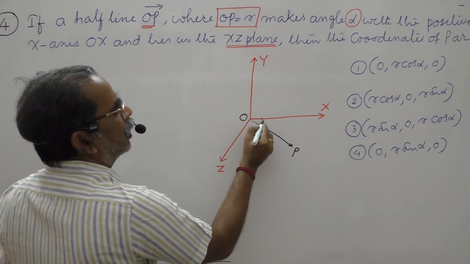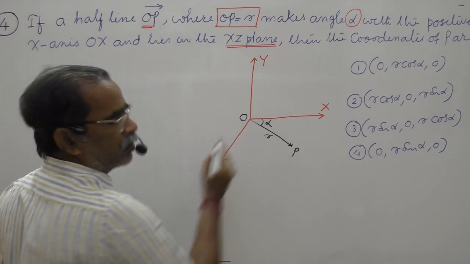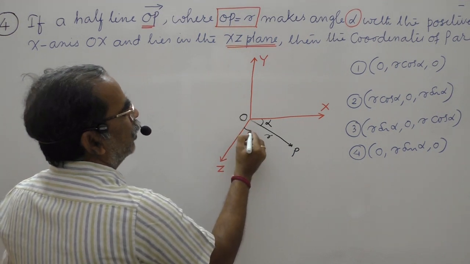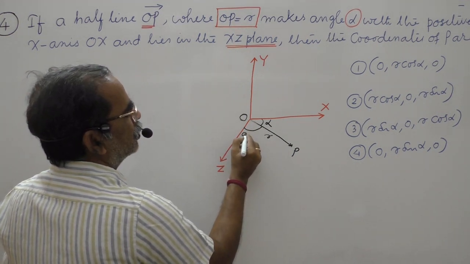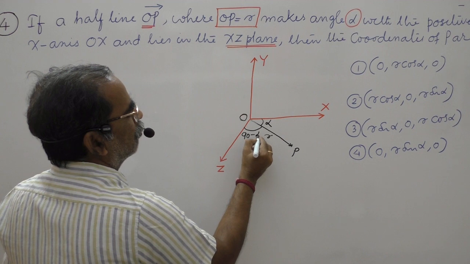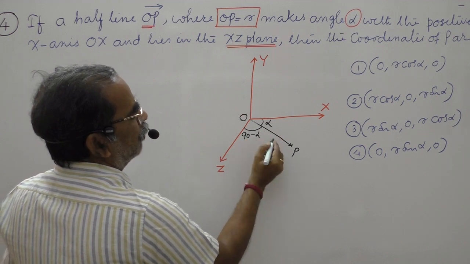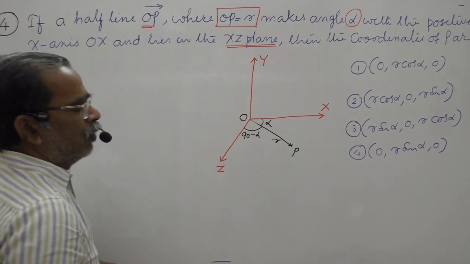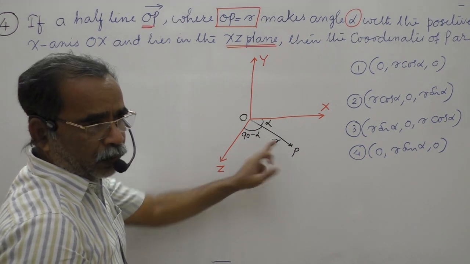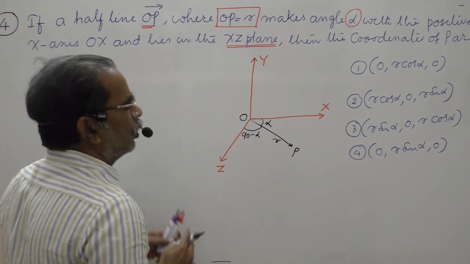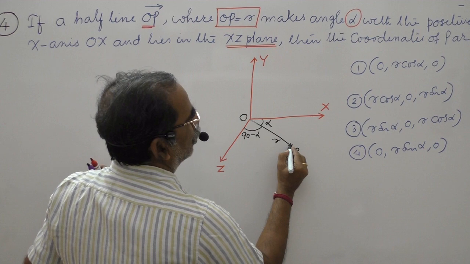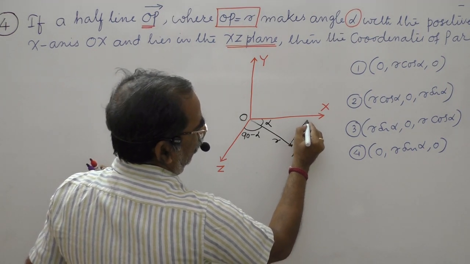It makes an angle alpha with the x-axis. That means it makes how much angle with this? 90 minus alpha. It is of length R. We want the coordinates of this point. See carefully. For this point, I should draw a perpendicular to the x-axis.